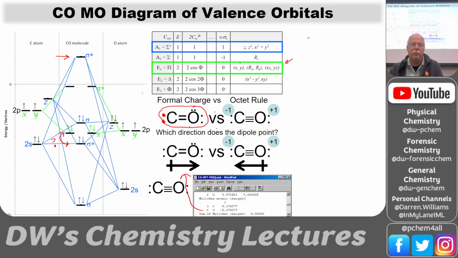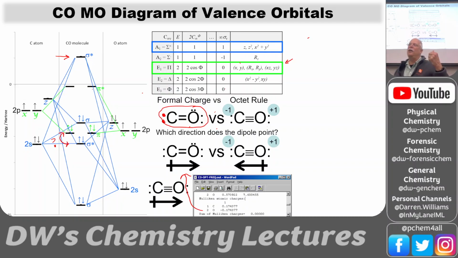Okay, but then the bond length is also smaller than the double bond. So if you look at the bond length, it looks like it's more like a triple bond, but the dipole favors the formal charge. So it's a confusing molecule, even though it's simply carbon monoxide. So that's a little weird. Okay, so this would be close to a triple bond, and the dipole would point towards the oxygen.